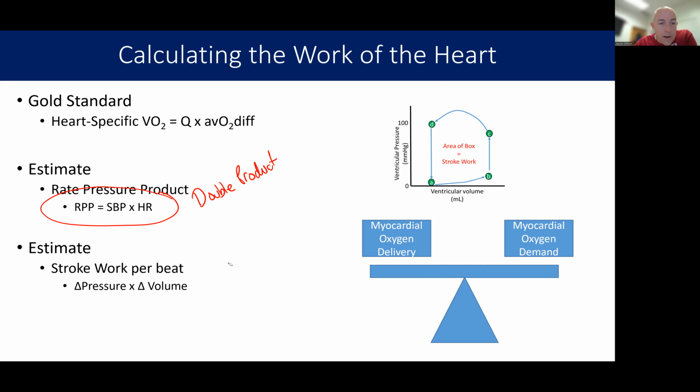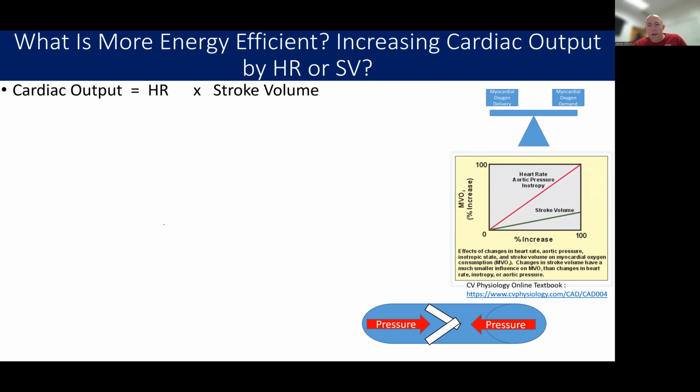In my opinion, I think that obviously the gold standard is the VO2, and then the rate pressure product probably tracks the VO2 a little bit better. And here's the reason why. So let's say if you want to increase your cardiac output, you can either increase it by increasing the volume of the heart, like the stroke volume. So just mostly by increasing preload or decreasing afterload. So you get a bigger volume of the heart.